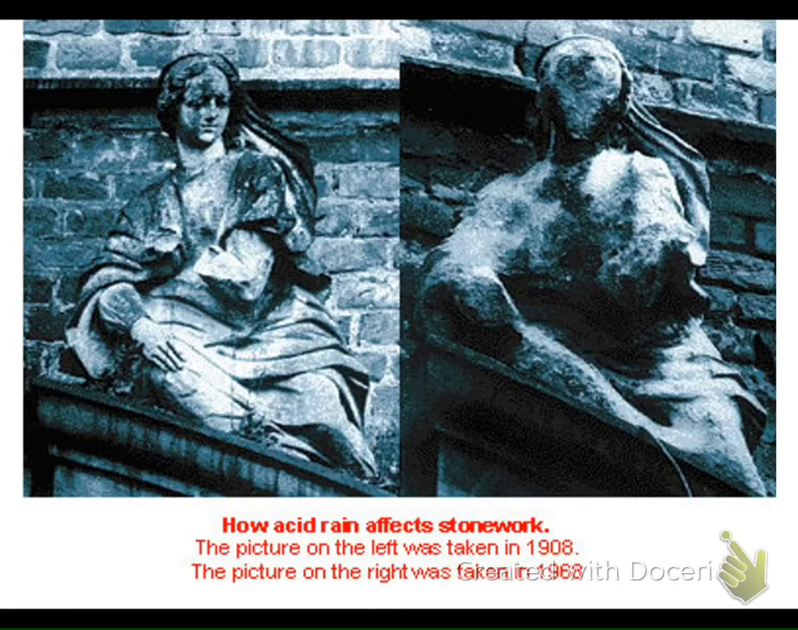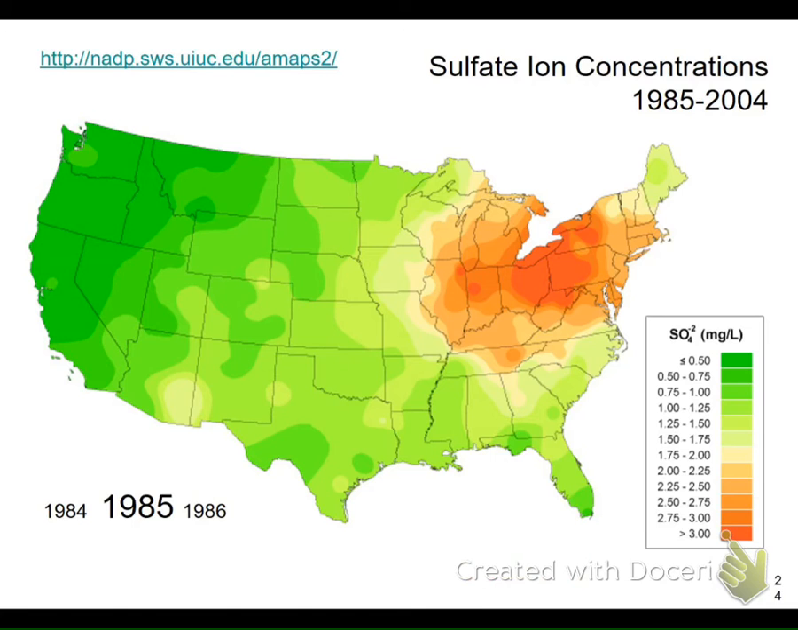This is a statue. The picture on the left is from 1908. The statue there was put up there in the 1600s. After 60 years, the acidity completely and totally destroyed it. Again, if the lake that you're around is too acidic, add limestone to it. It'll dissolve and will get rid of a lot of the acidity.